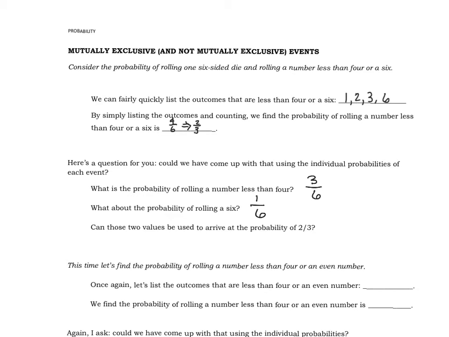Can those two values be used to arrive at the probability of 2/3? In other words, what can we do with the 3/6 and the 1/6 to get a 4/6, which becomes 2/3? And hopefully you're seeing that, could you add them? Yes, you can. And in fact, that's what you do, or generally "or" will mean add, as we will talk about repeatedly. That's one of those things you need to remember. All right, so let's move up the screen a little bit.